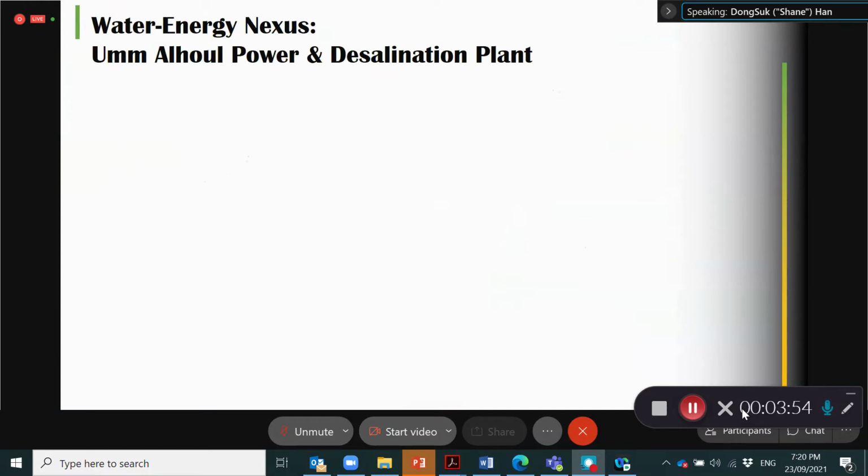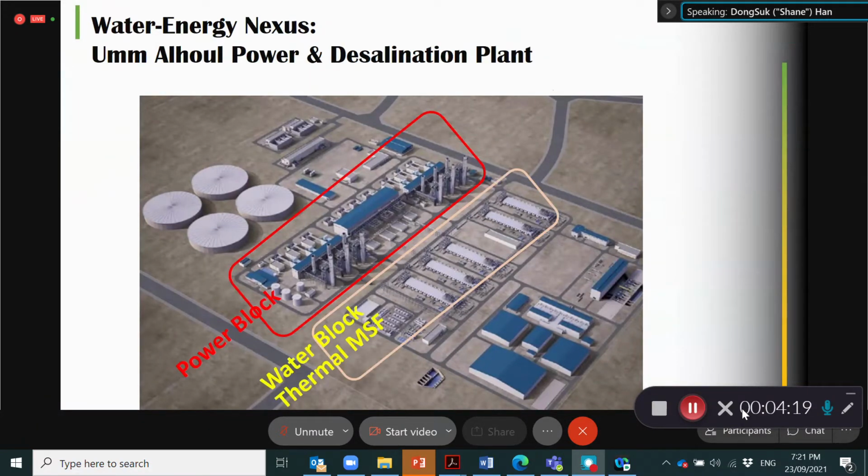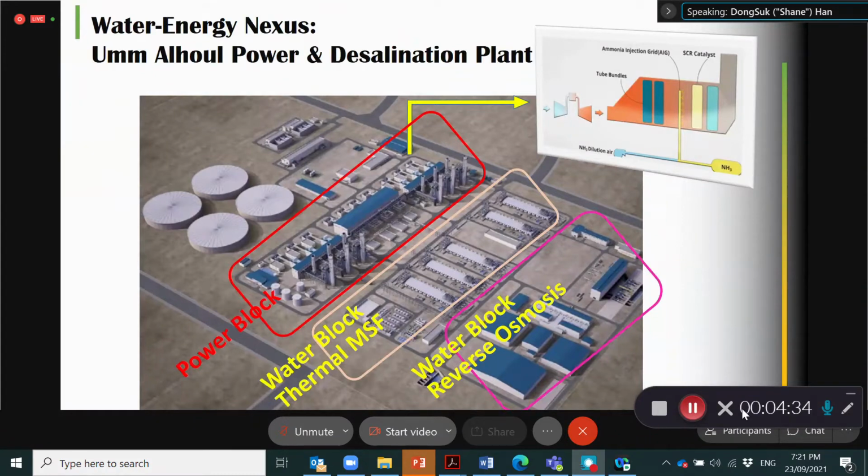This slide shows a good example of the water energy nexus in Qatar. Four or five years ago, Qatar installed the Umm Al Houl power and desalination plant. They have three blocks. This block is the power block, using a natural gas-based power plant, and this one is a water block. They use MSF in summer, and this other water block uses membrane-based reverse osmosis. In the power block, they use natural gas and a gas turbine, so they fire it and get heat energy from the natural gas.